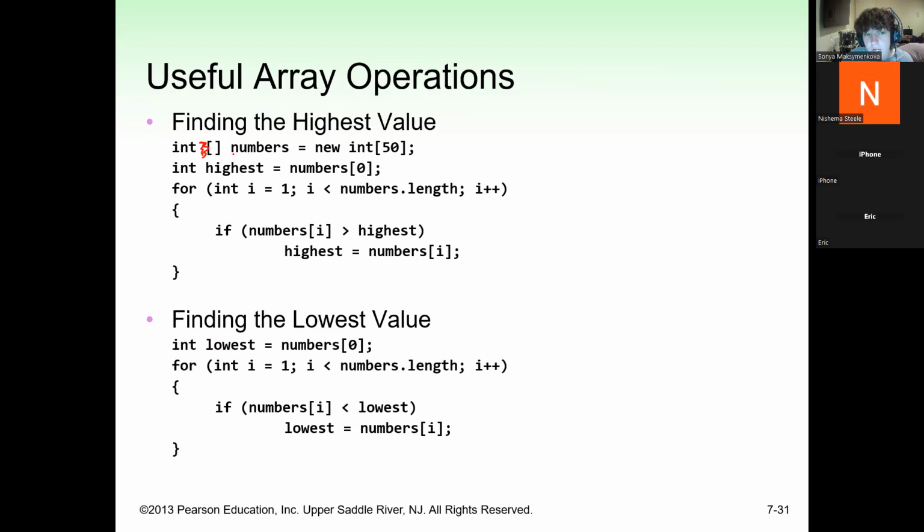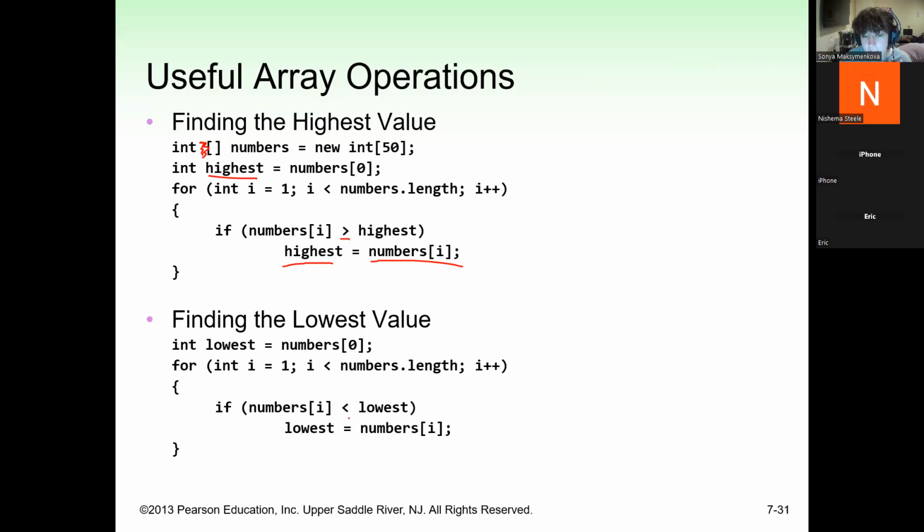All right, so we have an array of integers called numbers, and we are assigning it to hold 50 elements. Now, we start with our first element and we assume that it is the highest value, right? Then we go through every other element that our array has, and if the element that we are looking at is bigger than the number that we store in highest, then we just flip them. Highest becomes the number at the element that we are looking at. That's all it is.